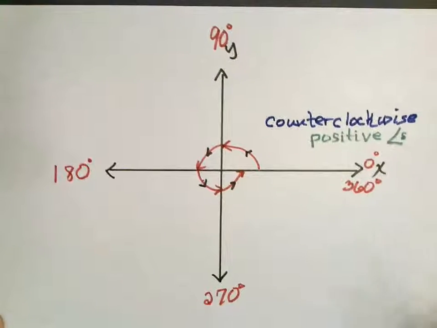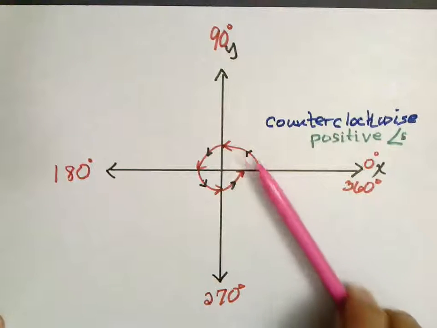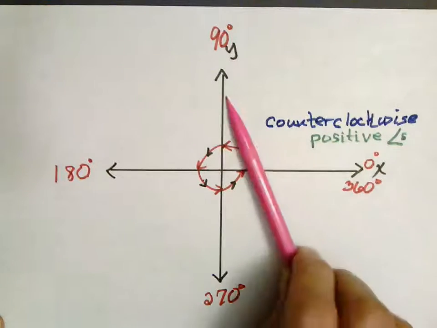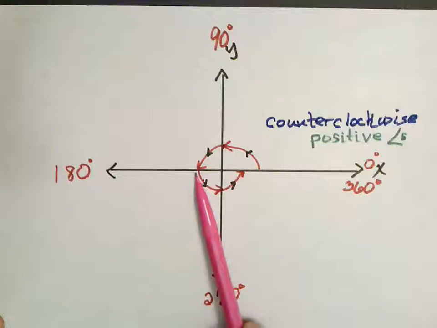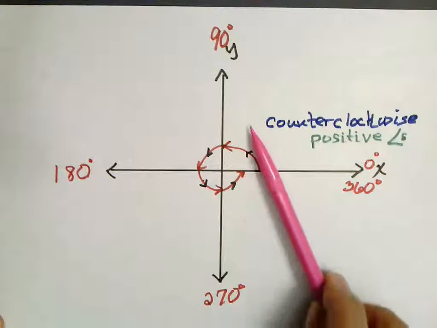So let's look at this again. We're going to be looking at angles going counterclockwise. Standard position. So here you see positive x-axis, and I'm moving counterclockwise from 0 degrees to 90 degrees, 90 degrees to 180 degrees. And then we're going on to 270 degrees to one complete rotation, which is 360 degrees. So we're going counterclockwise.